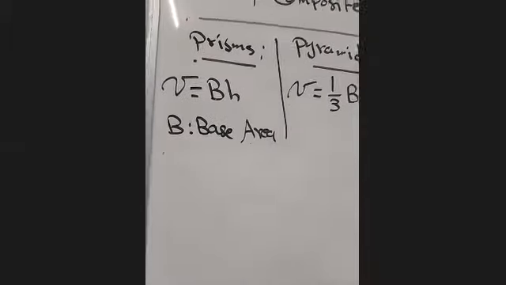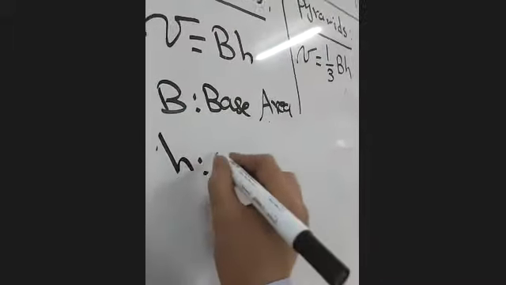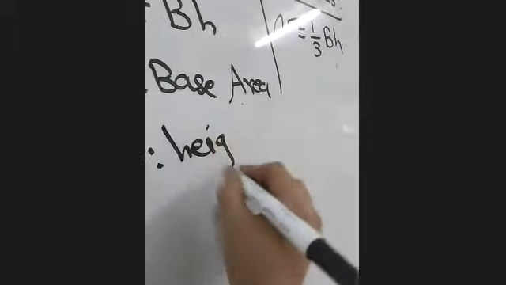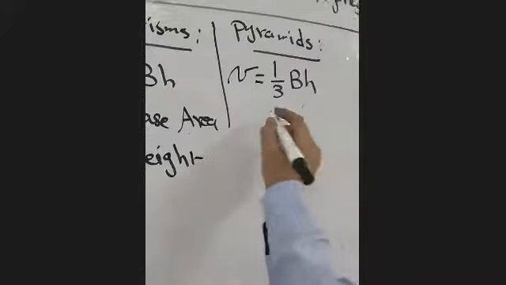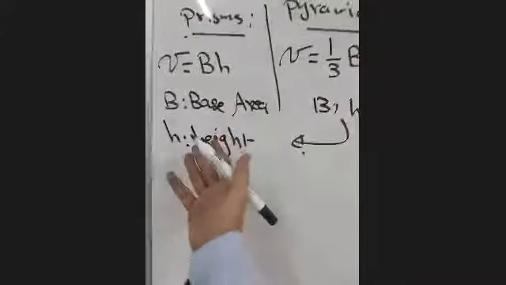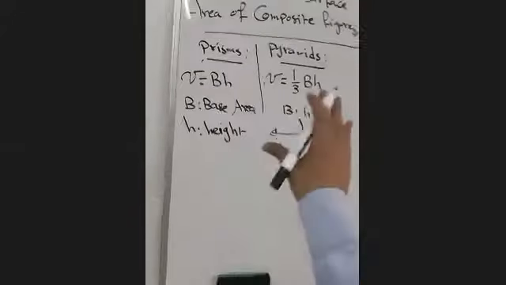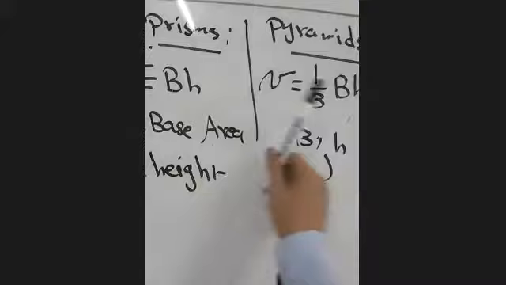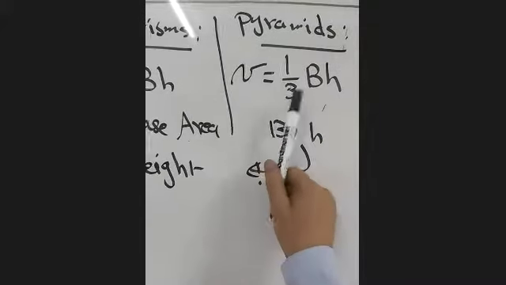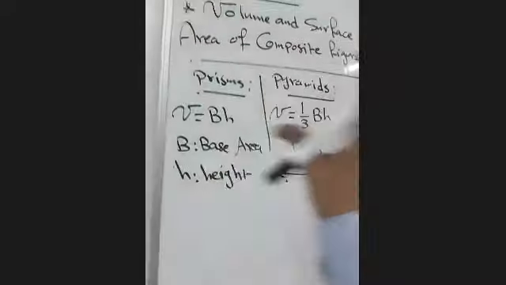Now, in the pyramids, H is also the height of the pyramid. Here also, B and H are the same as in the prism. B is the base area, H is the height of the pyramid. But what's the main difference between them? The main difference is the 1/3. This is how we find the volume in general.